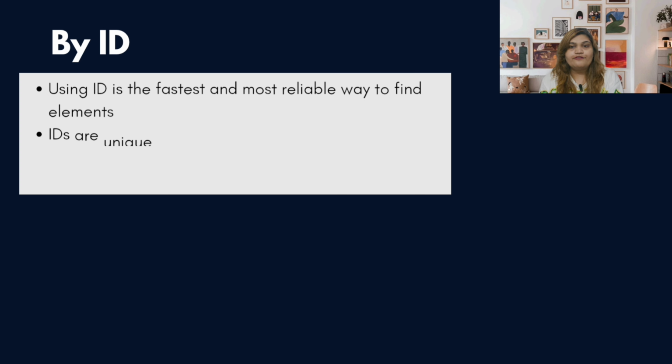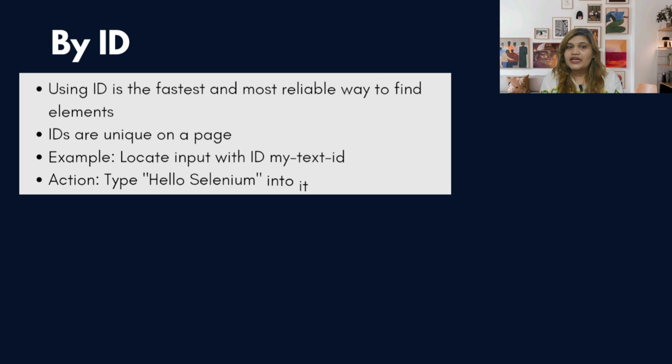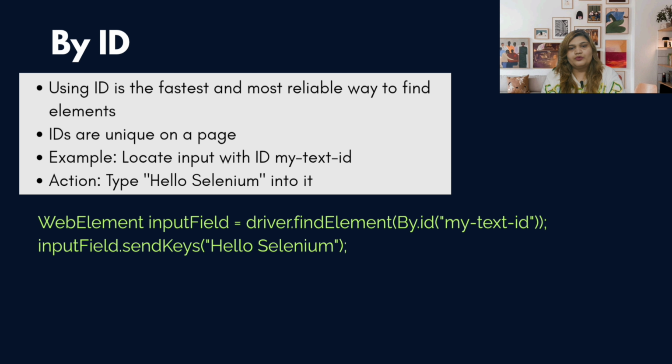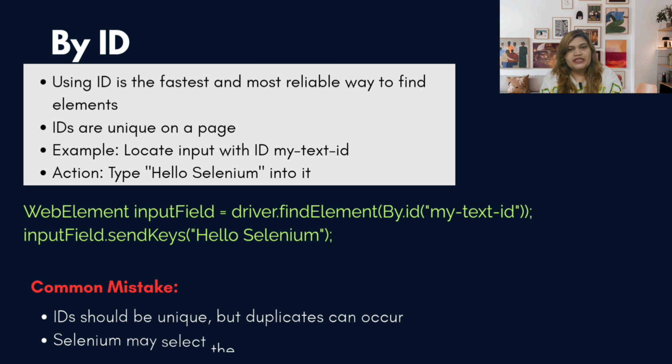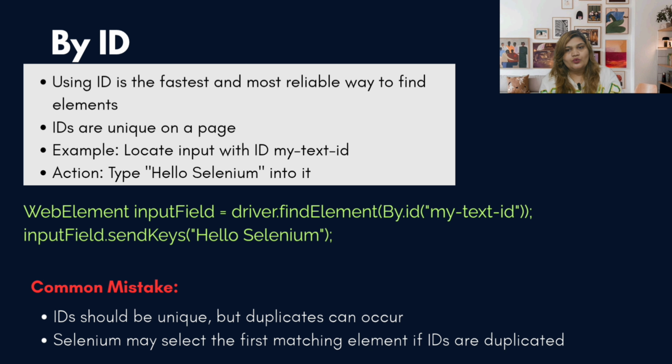By ID. So using the ID is the most reliable and fastest way to find an element because IDs are supposed to be unique on a page. Here we locate a text input with ID my-text-id and type "hello Selenium" into it. Common mistakes: if multiple elements somehow share the same ID, which they shouldn't, Selenium may grab the first one it sees.